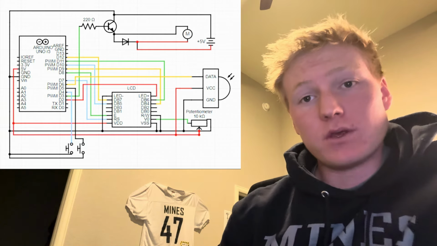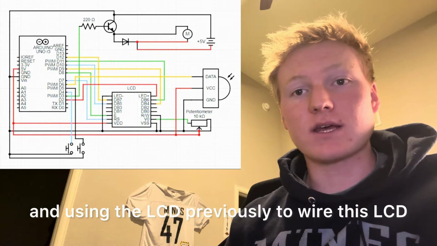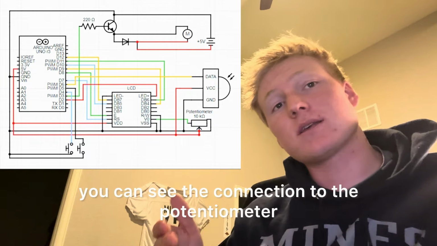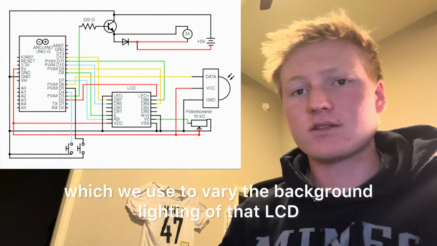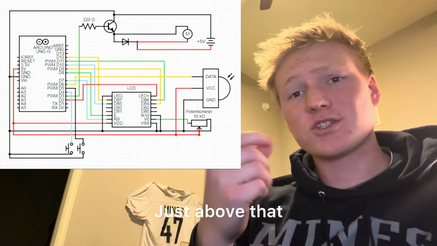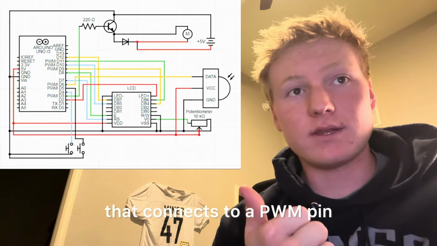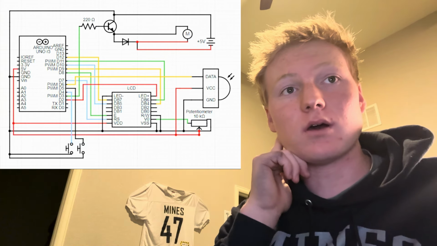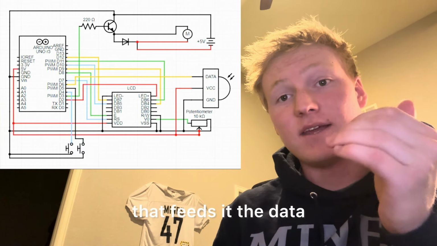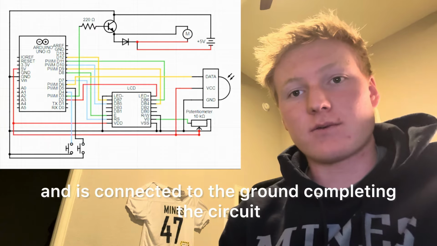To the right of that, you will find the LCD. We were able to utilize skills we gained from worksheets and using the LCD previously to wire this LCD. And to the right of it, you can see the connection to the potentiometer, which we use to vary the background lighting of that LCD. Just above that, you'll see our DHT11. This has a wire that connects to a PWM pin or a digital pin on the Arduino board that feeds it the data, the ambient temperature of the room. It also gets power and is connected to the ground, completing the circuit.